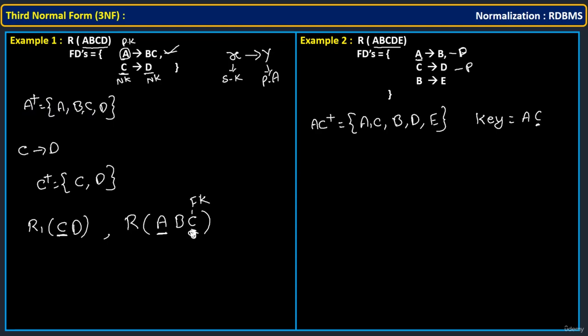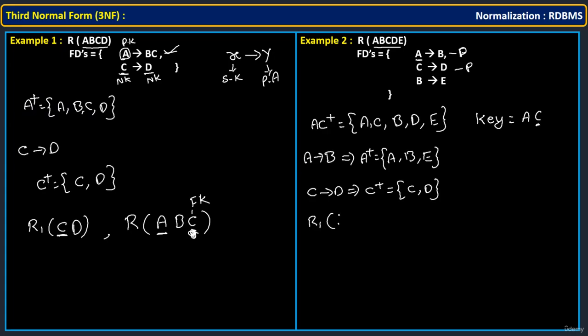For that, what do we have to do? Whatever the partial functional dependencies, let us take first A to B. Then find the A closure. If you find the A closure, we get A and then B, and B derives E. So this is one, and another one is C derives D. Let us take that also. That means the C closure, the partial dependency, this one. If you find the C closure, we get C and then D.